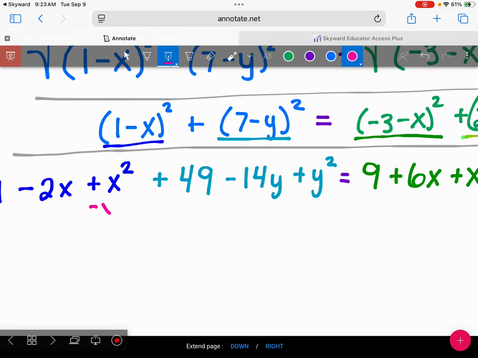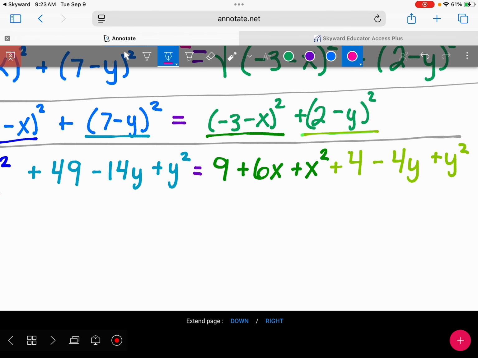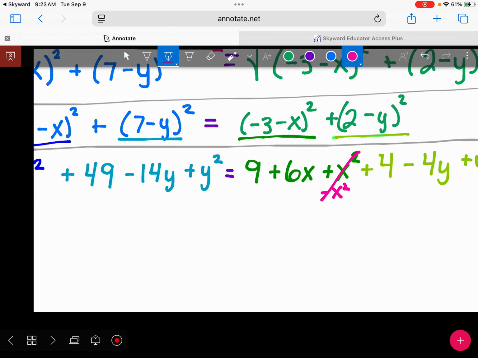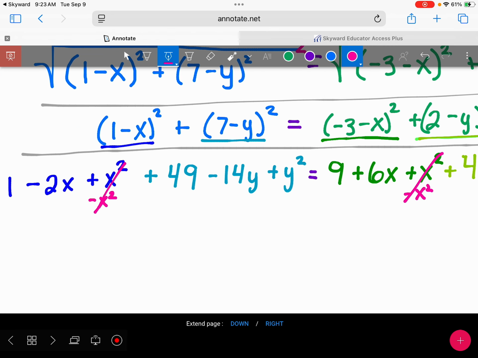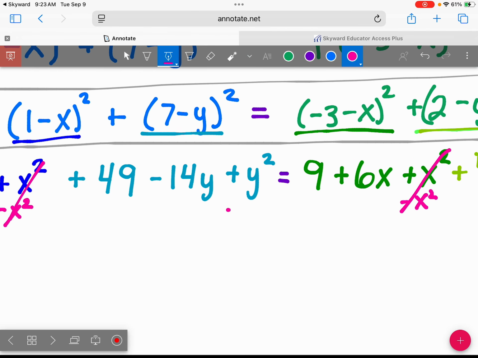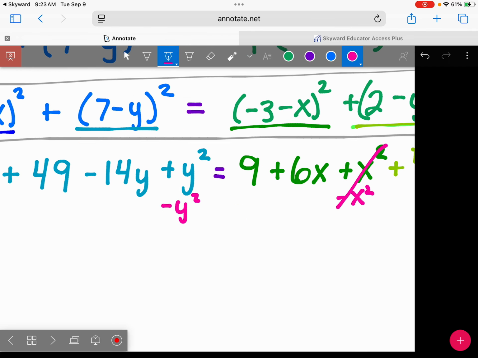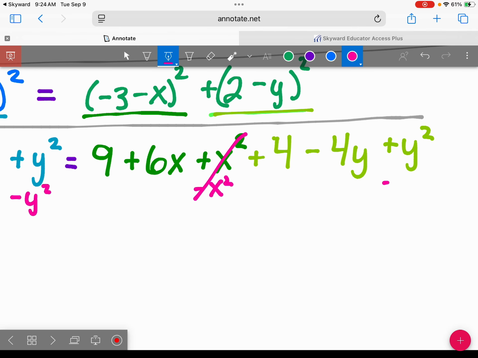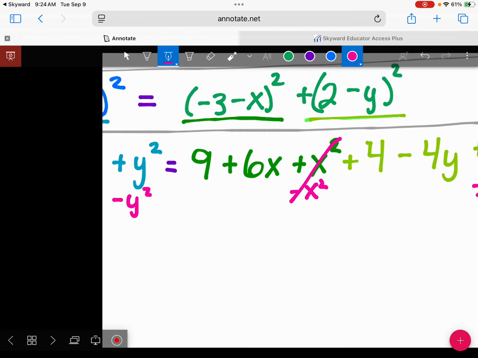If I subtract x squared from this side, trying to get my x squareds together, and subtract x squared from this side, those cancel out. Woohoo! And in fact, the same thing happens with my y squareds. If I subtract y squared from both sides, those guys also cancel out.